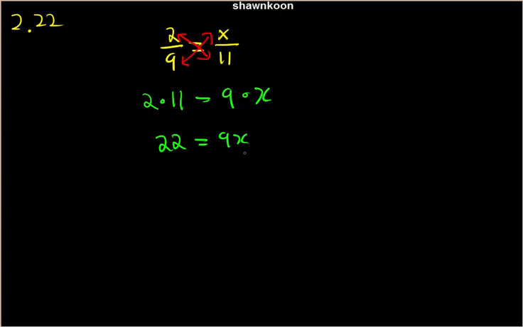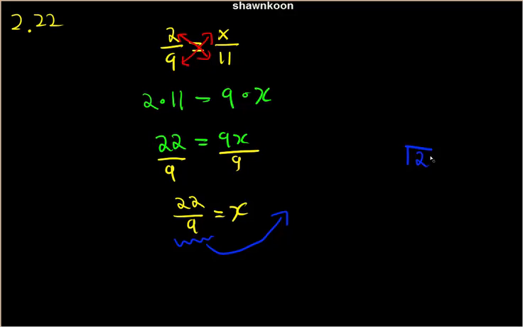So what's our next step? Yes, we would divide by 9, right? So if we do that, we get 22 over 9 equals x. However, this is an improper fraction, right? Which means we have to change this into a proper fraction by doing this the old way. So 22 divided by 9. 9 goes into 22 twice, 18, with 4 left over. So we can rewrite this as 2 and 4 over 9. 9 goes into 22 twice, and 4 left over. So this is our answer.